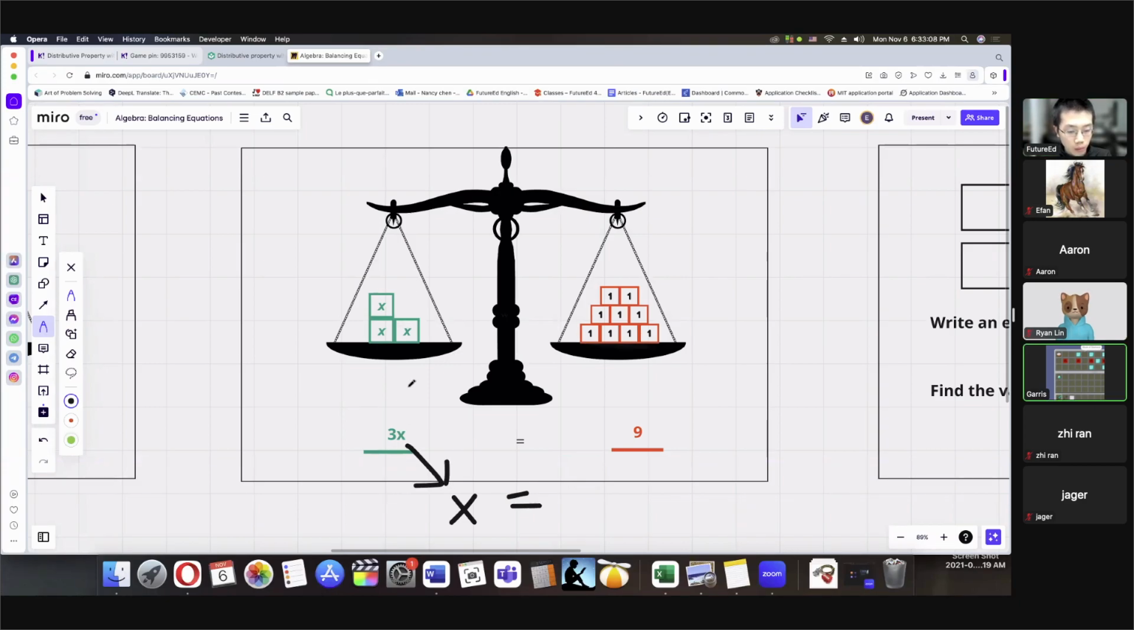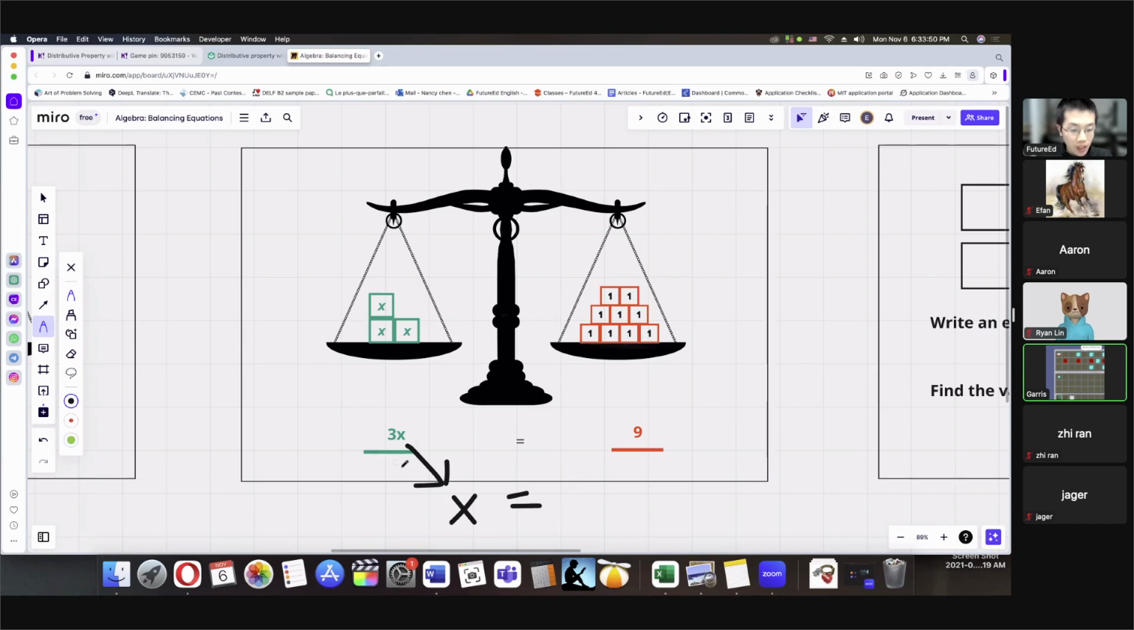Sure, we could take a few more x's off, but how do I know how many ones to take off? We don't know yet, right? So we can do something else. From 3 to 1, how do you get there? Because the x is multiplied by 3, right? And to get rid of multiplied by 3, what's the opposite of multiplication?